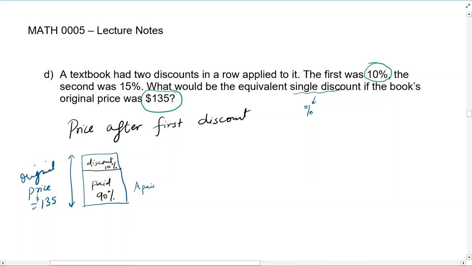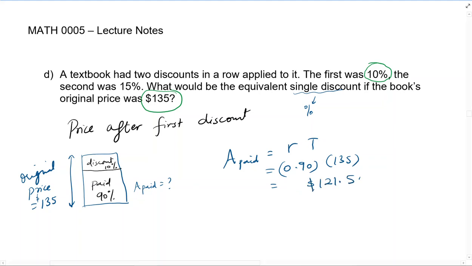So our goal is to find the amount paid if we apply 10%. The amount paid is A equals R times T, so 90% of the total is the cost after the first discount. 90% of 135 is 121.50. So that's the price after the first discount.